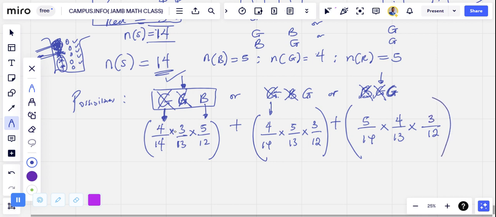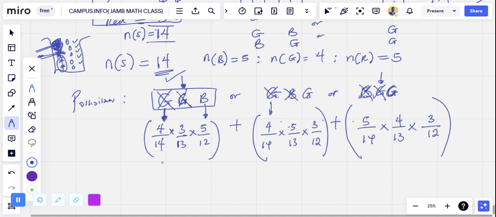So you notice that everything is the same: 4, 3, 5, 4, 3, 5, 4, 3, 5. Still 14, 13, 12, 14, 13. So it does not really affect the multiplication. So just multiply this one. Let's see, you have 2 plus 2 plus 2. Is it going to work? That's 2 times 3, that's 6. So you can actually do it this way.